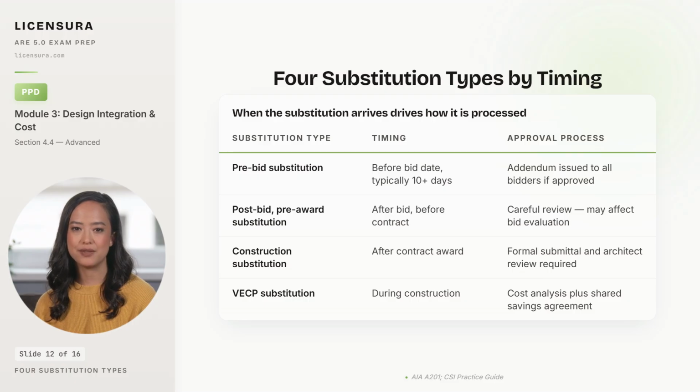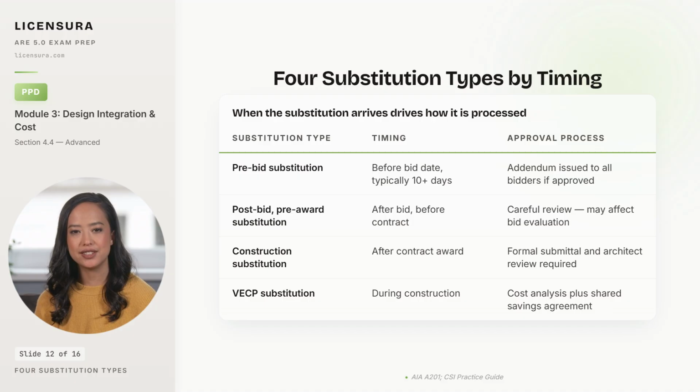Post-bid, pre-award substitutions land after the bid opens but before the contract is signed, and the review has to be careful because the substitution may affect the bid evaluation. If bidder A bid the original product and bidder B bid the substitute, accepting the substitute changes the comparison and may require rebidding. Construction substitutions arrive after contract award and require a formal submittal with full documentation of equivalence, plus architect review against design intent. The contractor pays for the review and absorbs the cost of any required redesign.